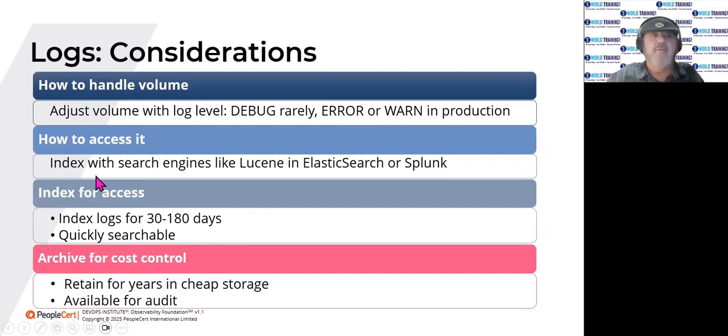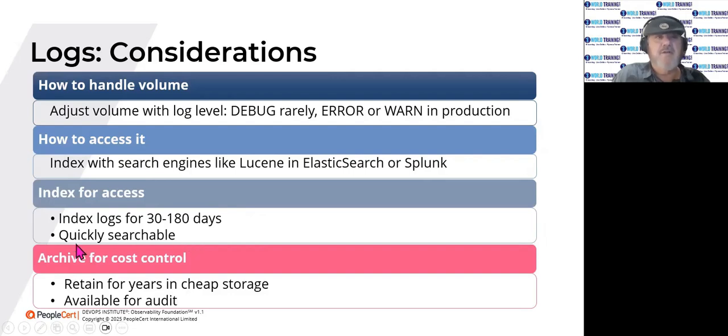So you can usually make those adjustments if you need to control the volume. You can access logs usually with indexes and search engines. Sentry, Elasticsearch or Splunk are examples of tools that can help with that. You can index for access, usually keeping logs around actively for 30 to 180 days. Again, the volume of information can get a little much. That way you can at least quickly search the most recent logs.